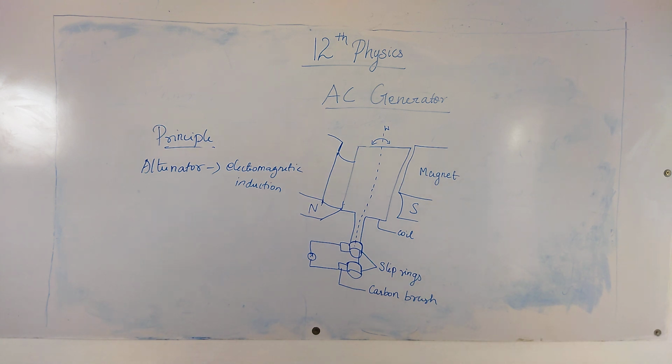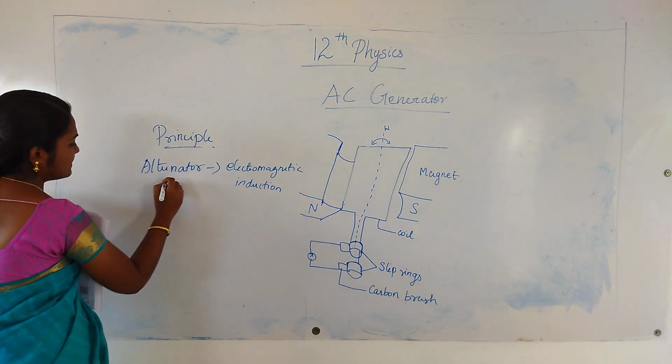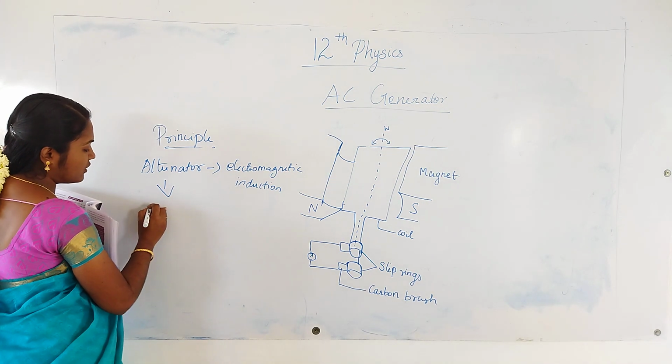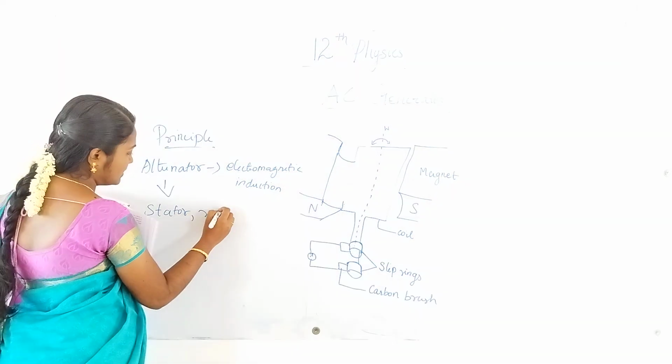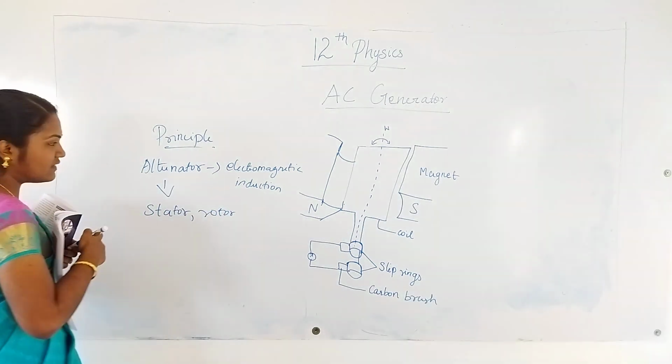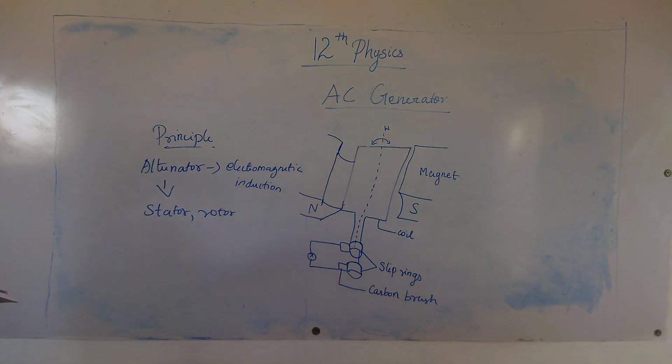Then we see about the construction of the AC generator. Here the alternator consists of two major parts, stator and rotor. What are they? Stator and rotor. These are the two major parts present in the alternator.